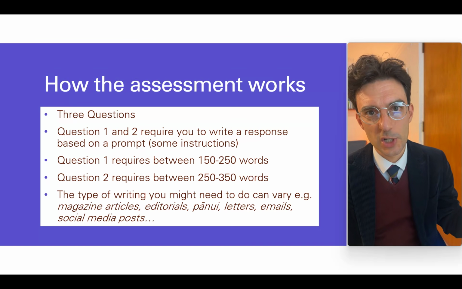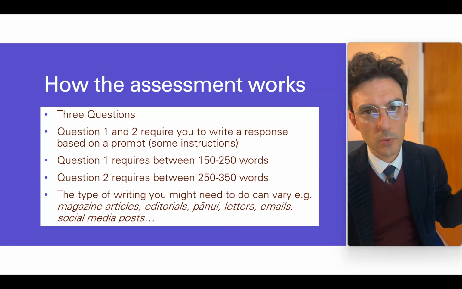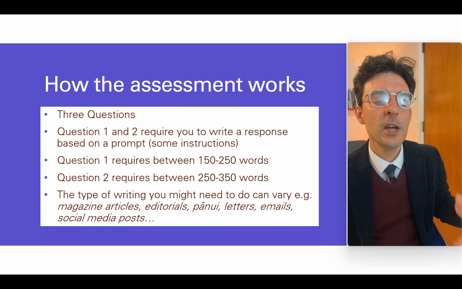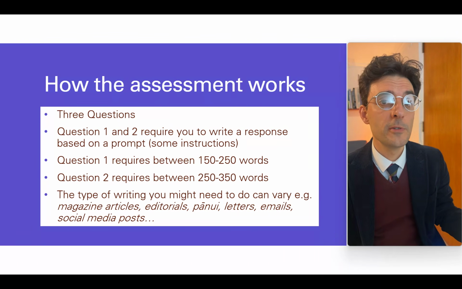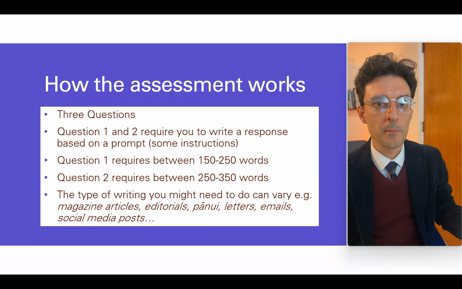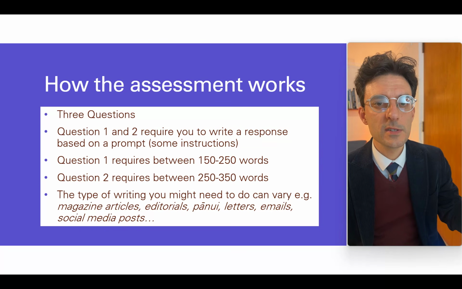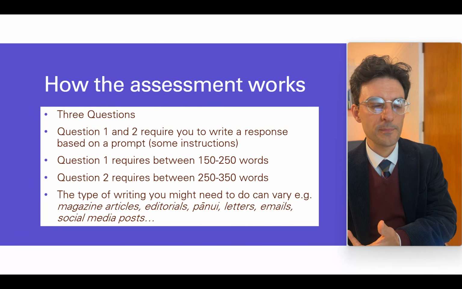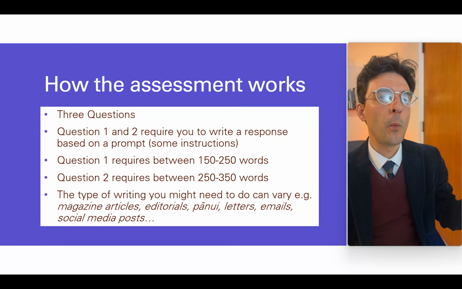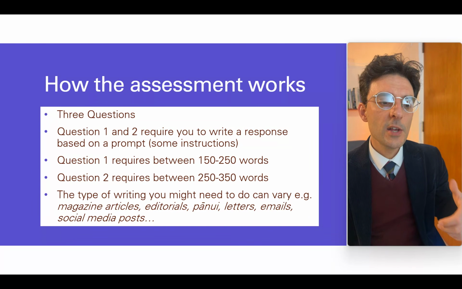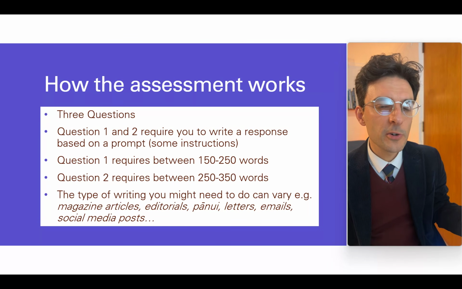There are 3 questions, okay? Question 1, question 2, question 3. Now, question 1 and question 2 are where you're doing all the writing. Question 3 is multi-choice. I'll talk about that in a second. Question 1 is asking you to write 150 to 250 words based on a prompt. And the prompt is essentially asking you to write a certain kind of text for a certain audience, okay? And we'll talk about what purpose and audience means, because that's a really important aspect of this. So question 1's asking for 150 to 250 words.